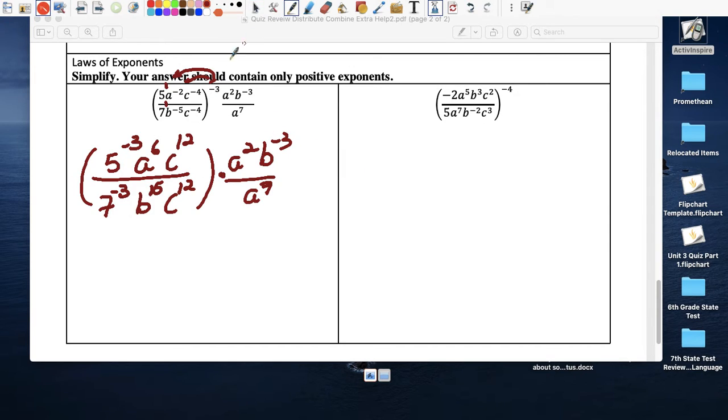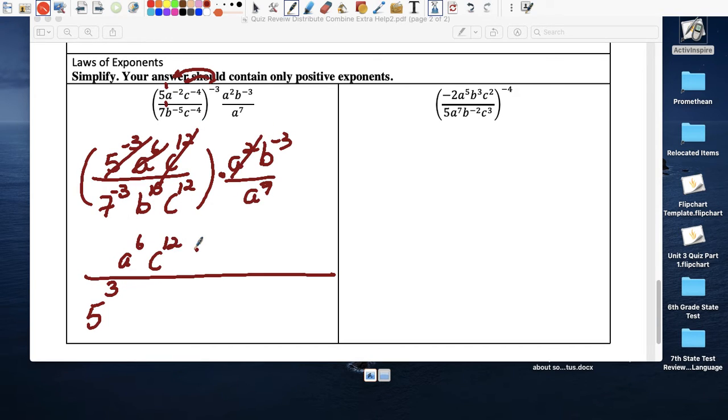So let's start throwing things up and down. 5 to the negative 3rd goes down. A to the 6th stays up. C to the 12th stays up. A to the 2nd power stays up. B to the negative 3rd goes down. 7 to the negative 3rd goes up. B to the 15th stays down. C to the 12th stays down. And then we have an a to the 7th power here that stays up.